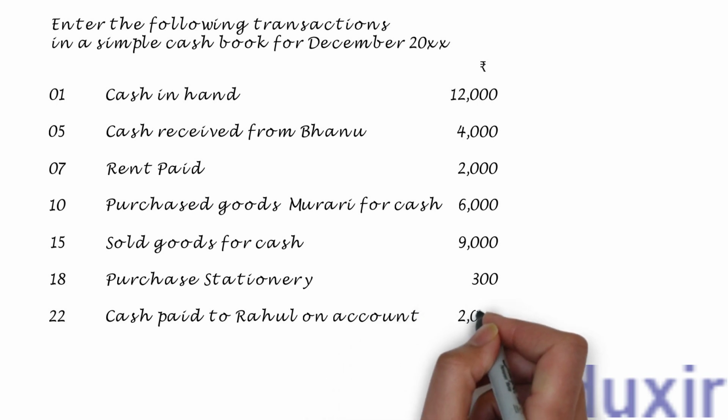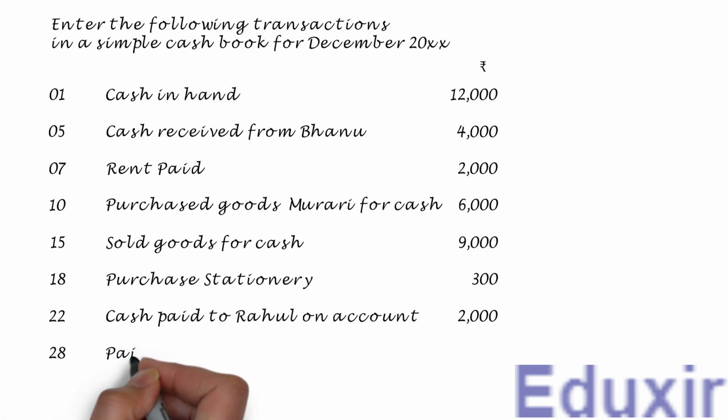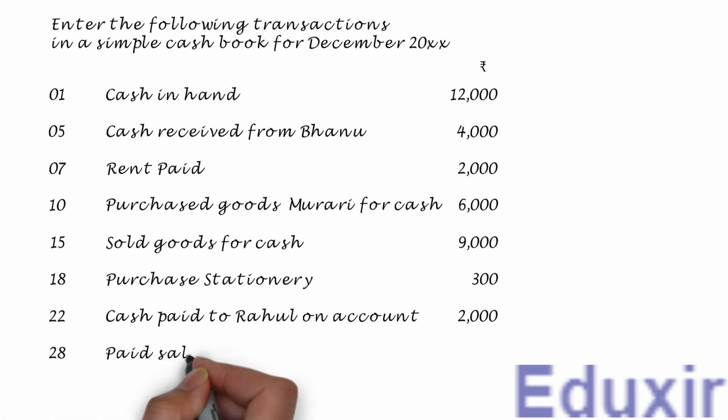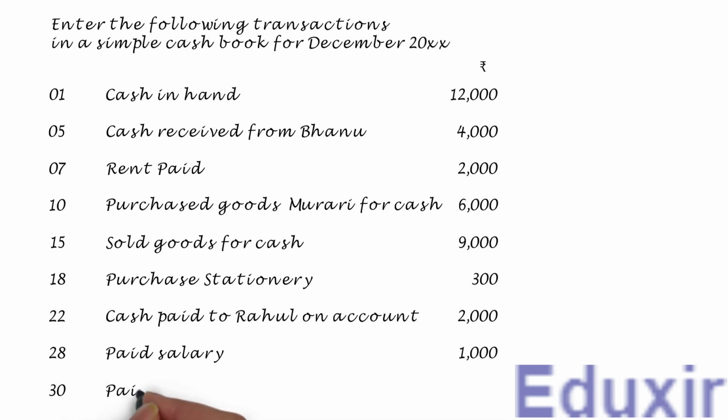On 22nd December, cash paid to Rahul on account 2,000 rupees. On 28th December, paid salary 1,000 rupees. On 30th December, paid rent 500 rupees. Before we proceed with posting these transactions into the simple cash book, let us recap the rules for posting various transactions into the cash book and ledger accounts.